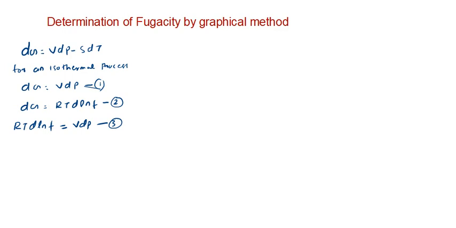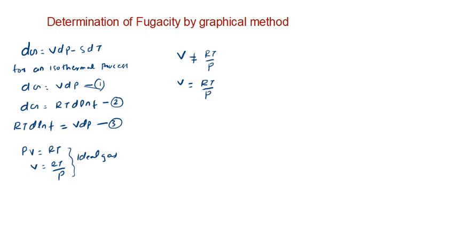We know that for an ideal gas, PV = RT, or V = RT/P. That is, the molar volume V = RT/P. And this is true in the case of ideal gas. In the case of real gases, V, the molar volume, is not equal to RT/P. So we can write V = RT/P - alpha.